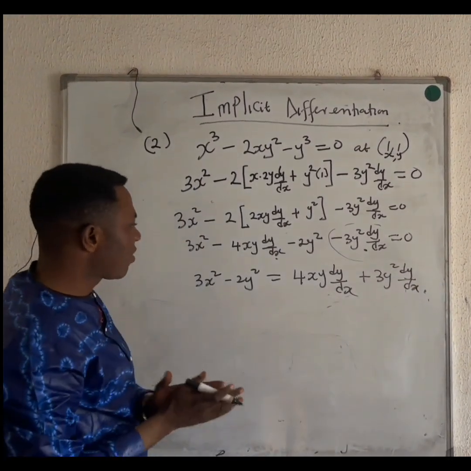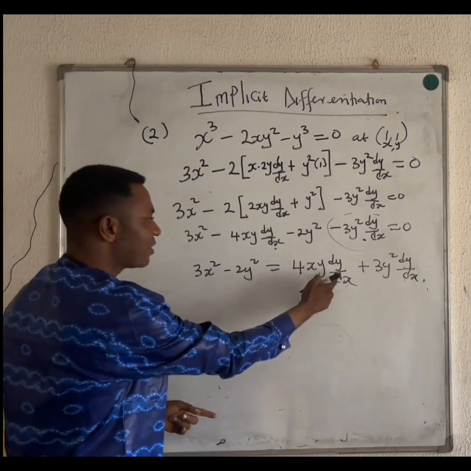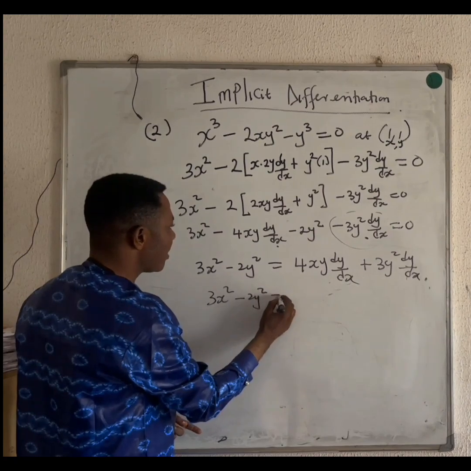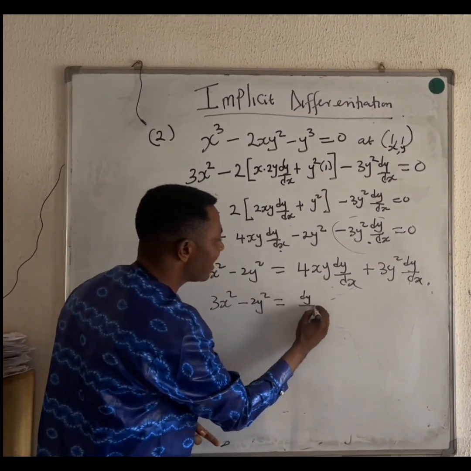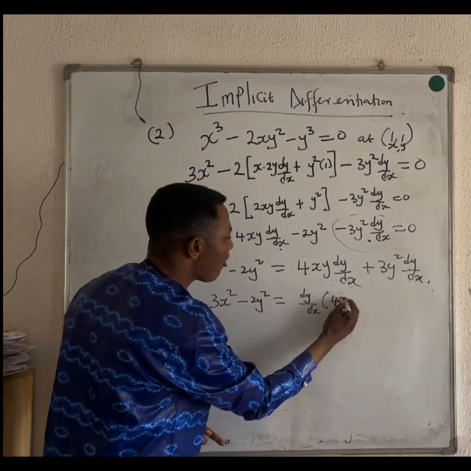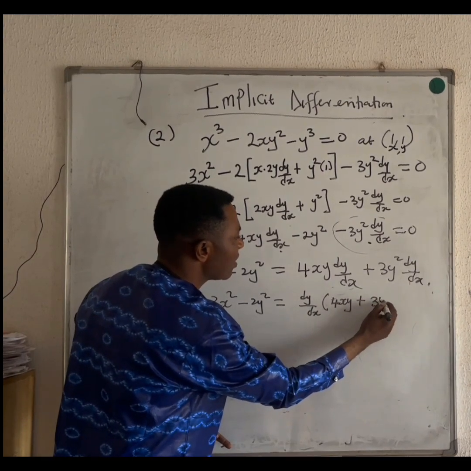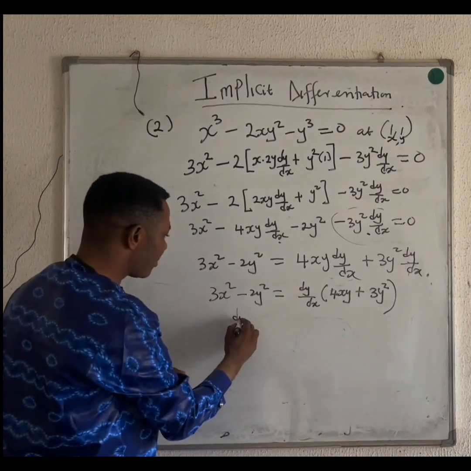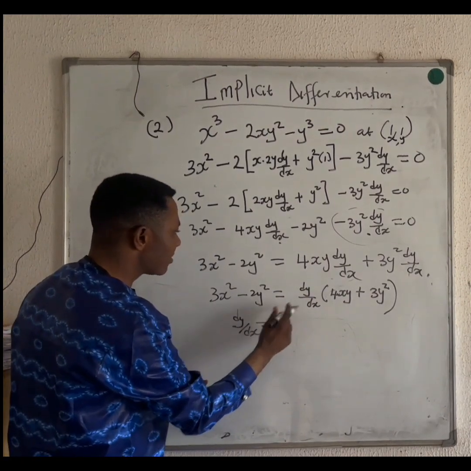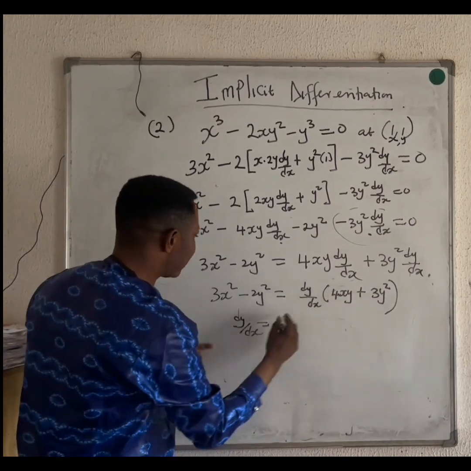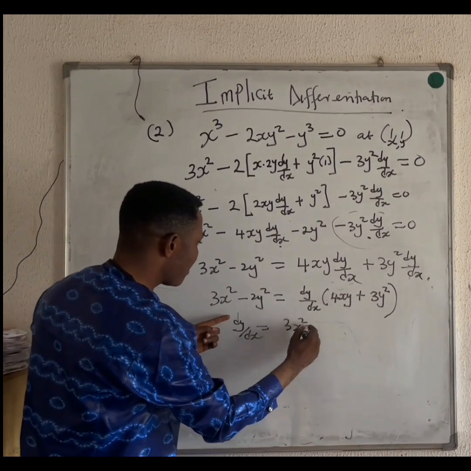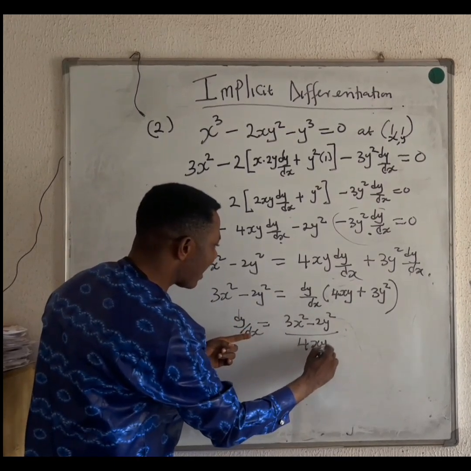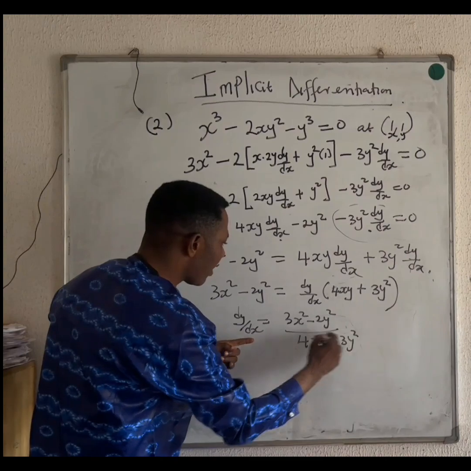And then when you check very well, the dy/dx is common to both sides. So what we'll do is, let's write this guy, 3x squared minus 2y squared equal to, so the dy/dx is common. We now have 4xy plus 3y squared. Alright? Now, we make the dy/dx the subject of the formula. Therefore the dy/dx there becomes this over this. We now have 3x squared minus 2y squared all over 4xy plus 3y squared. Alright?